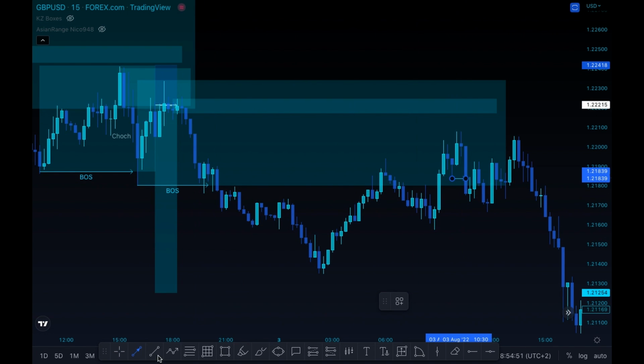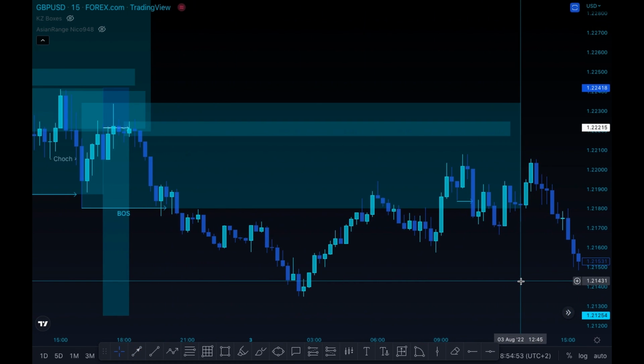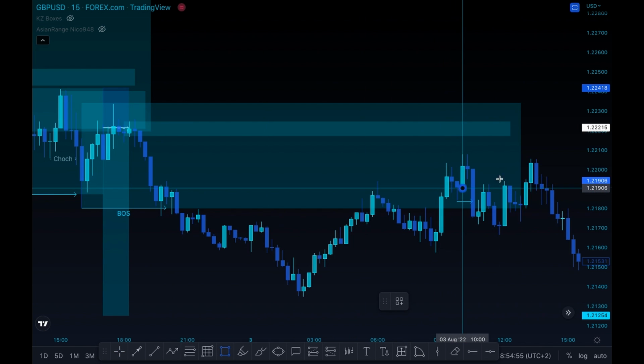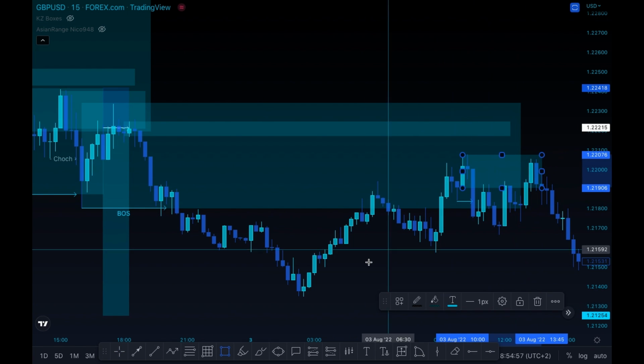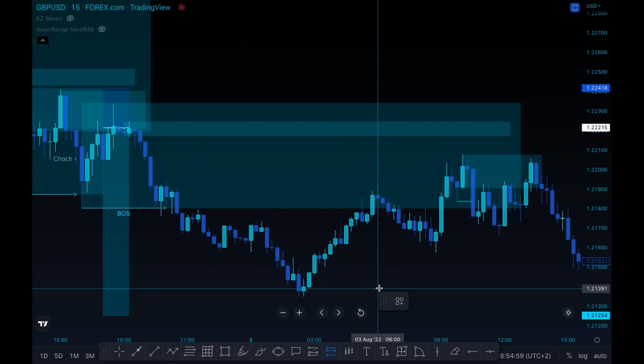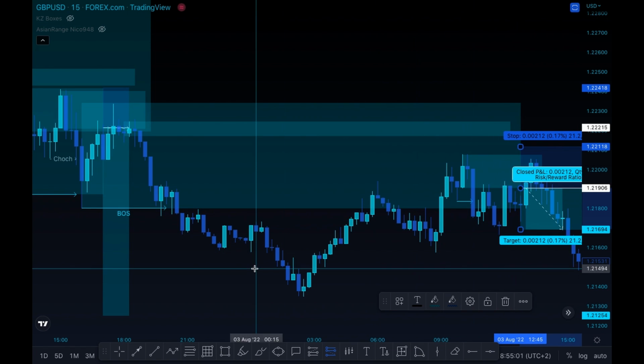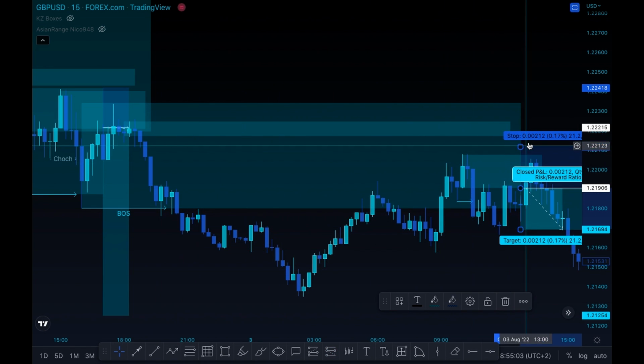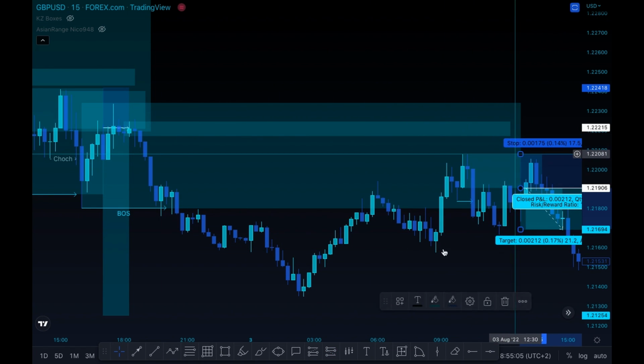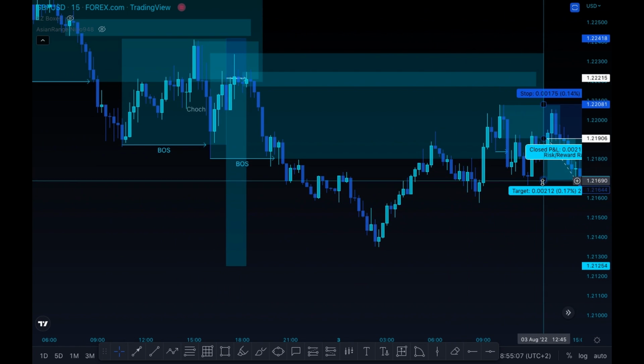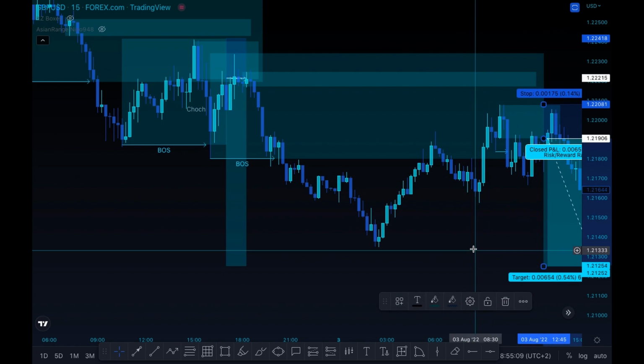Right there, there's your change of character. Price breaks below that minor low, and then you have your IC candle, which is formed from the order flow, and that's where you find your entry. Boom, beautiful. Stop loss just above, and you can have the same take profit as this level right here. All depends on you.